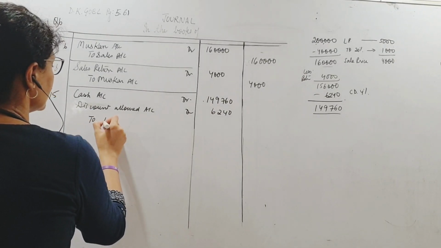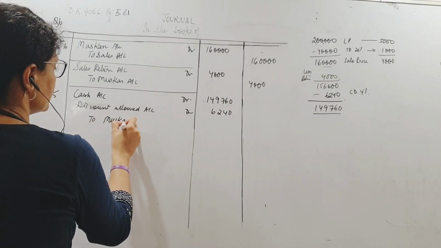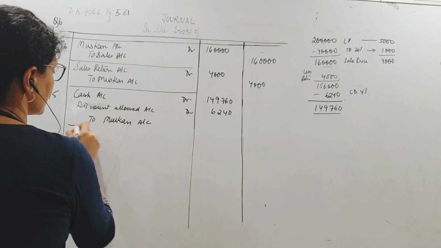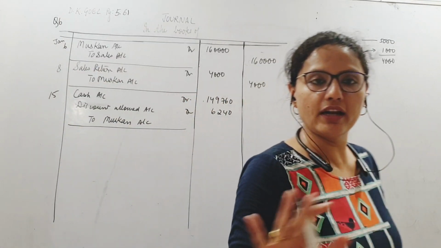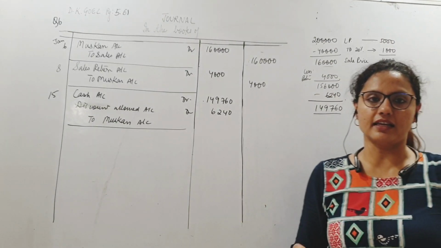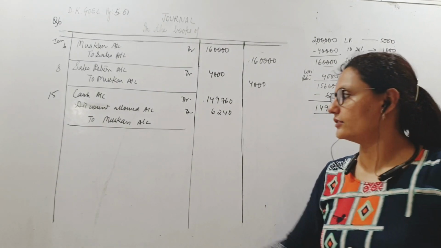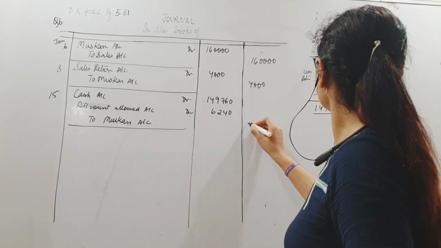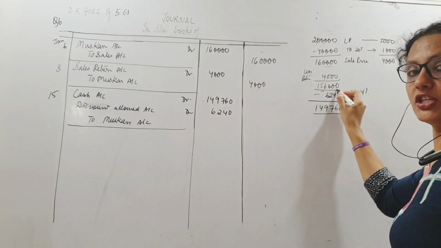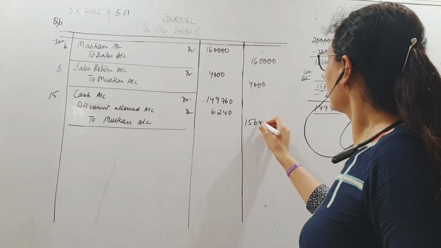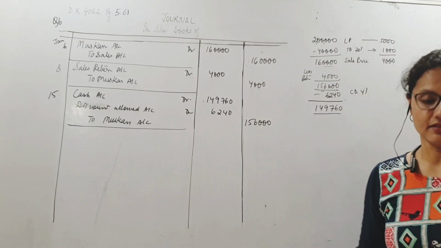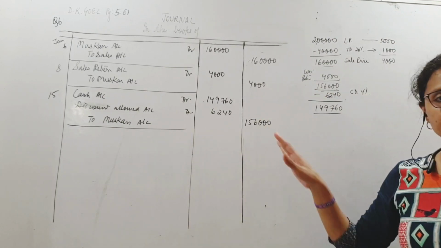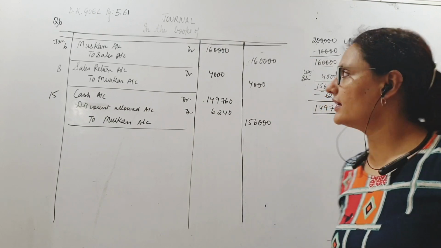So how much do I credit Muskan with? I am crediting Muskan because I have to settle her account. No more is due from her. She is no more a debtor to me. So the asset has reduced, credit it, okay? So Muskan's account will be credited with the amount she had to pay me, 1,56,000. This is the amount she owed us. So that amount I credited to her account. Her account is closed.